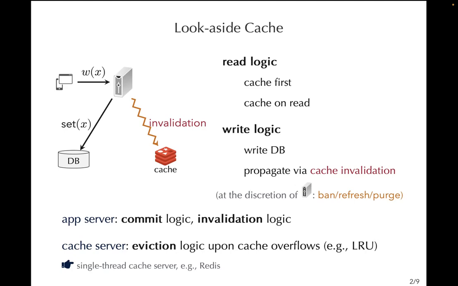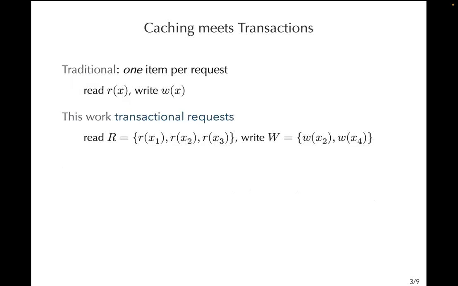Here we focus on single thread cache or side cache in this work, as most caches don't have much concurrency control and often run in a single thread mode, like for example Redis. In traditional caching, each request touches only one item, for example, read item X or write item X. In this work, we consider slightly different requests.